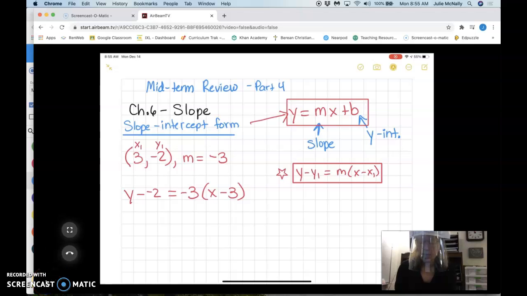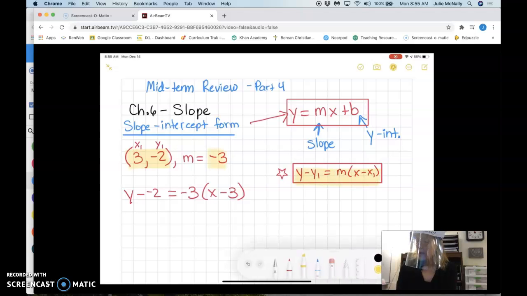Okay, here's the rest of this problem. So remember, we just plugged in the information that they gave us, the point and the slope, into this formula. Now I have to solve this formula to get it into this form, because that's what they asked me to get it into.